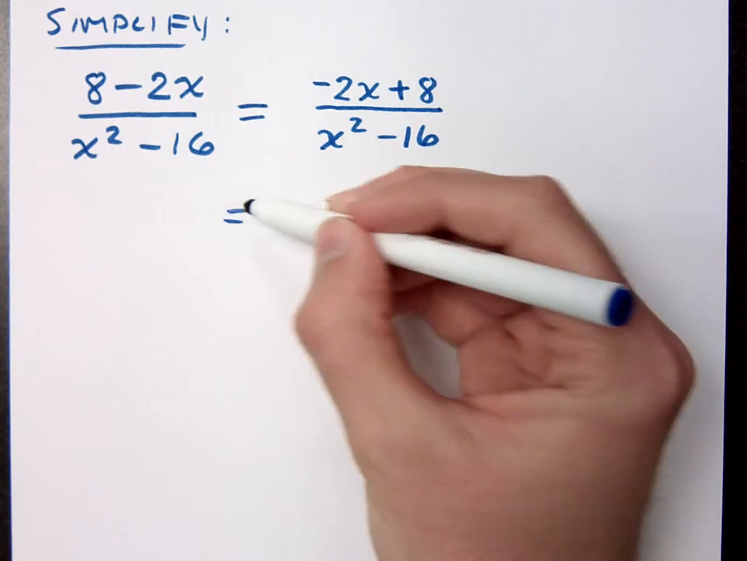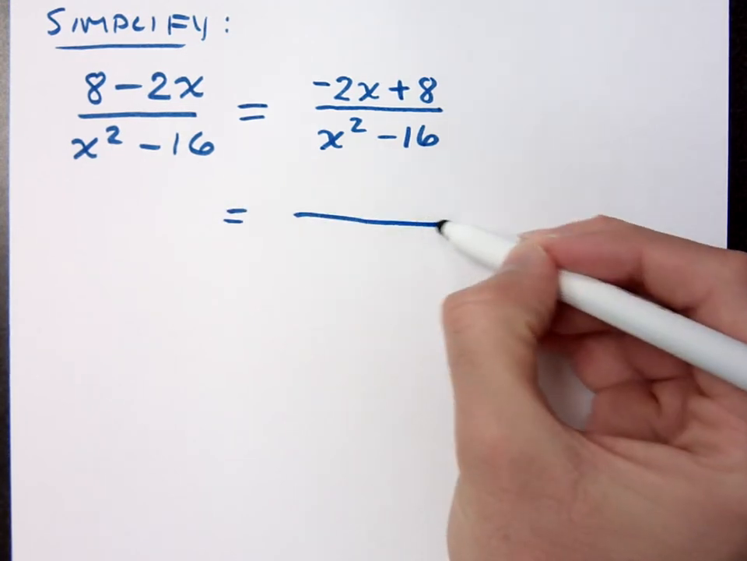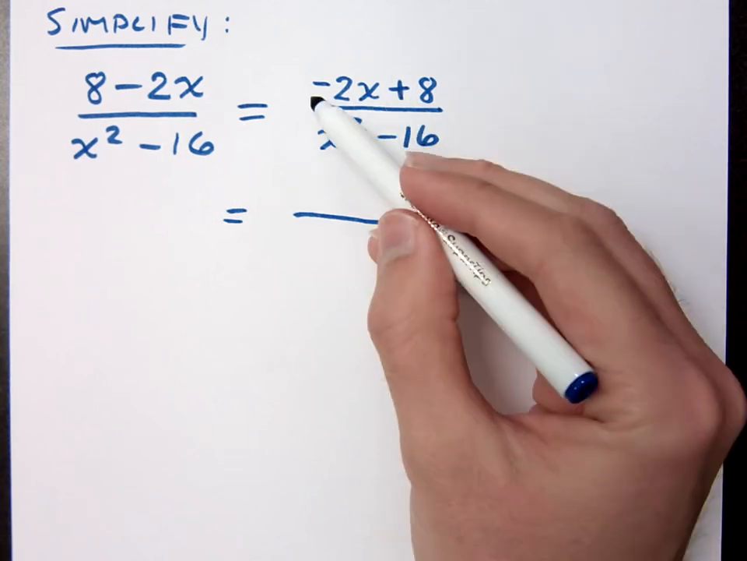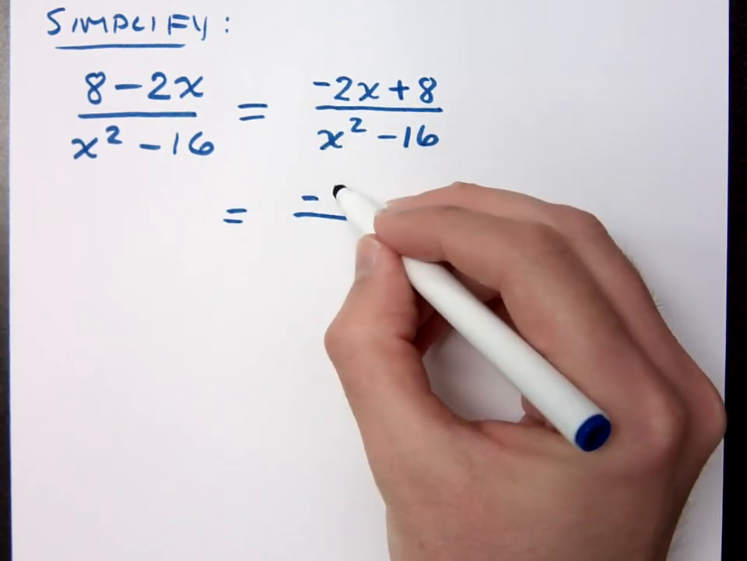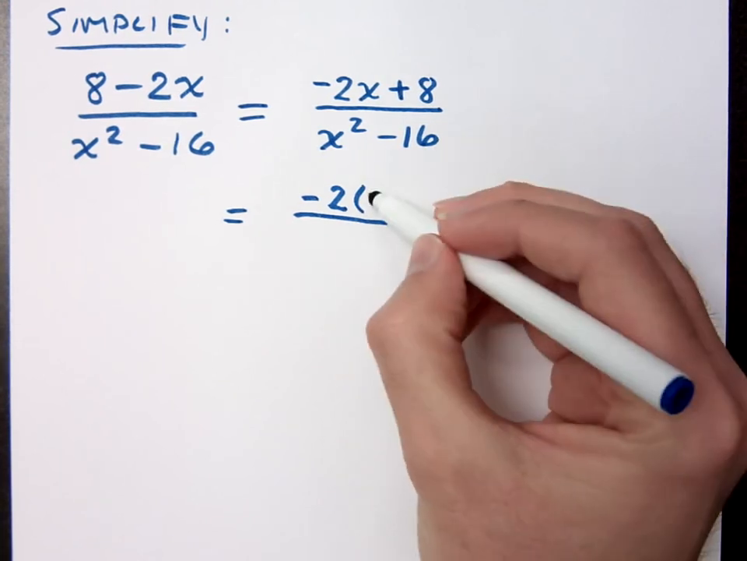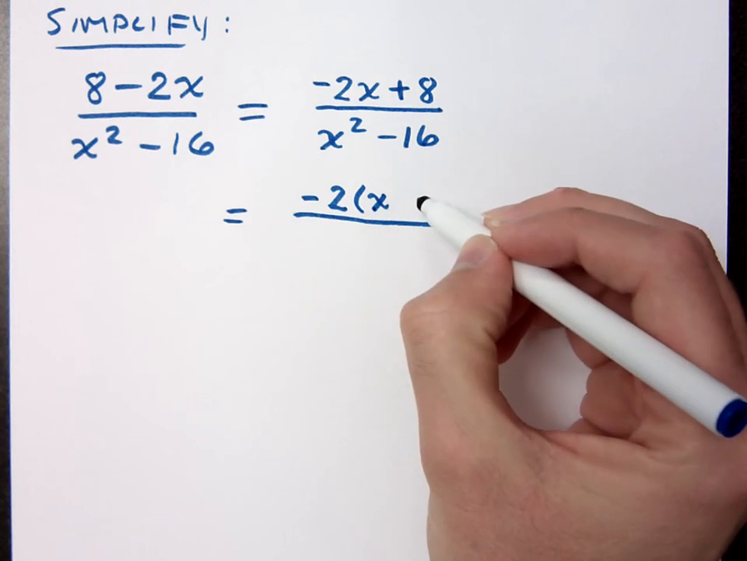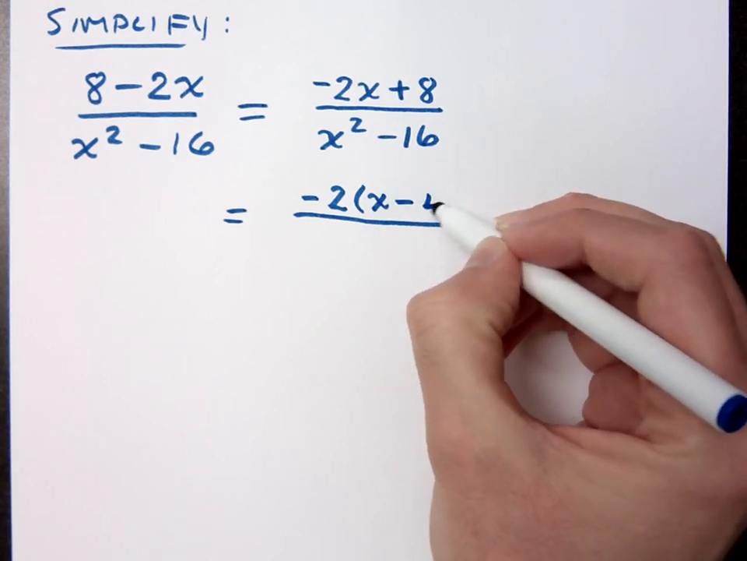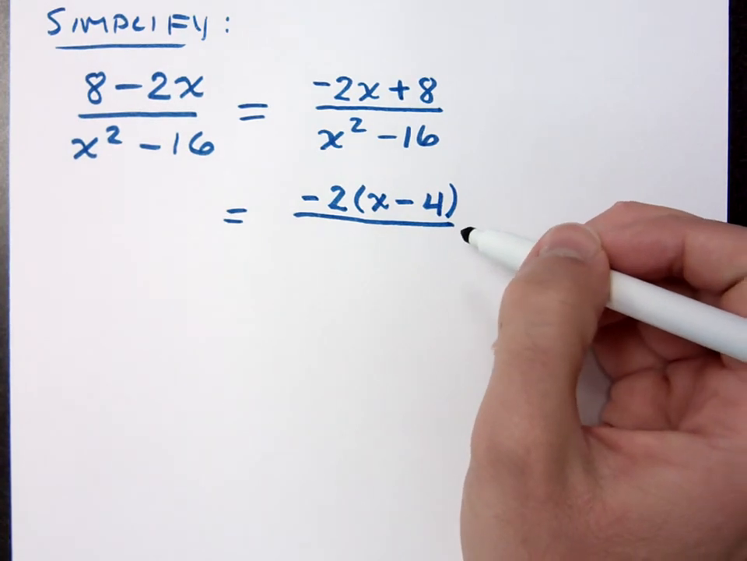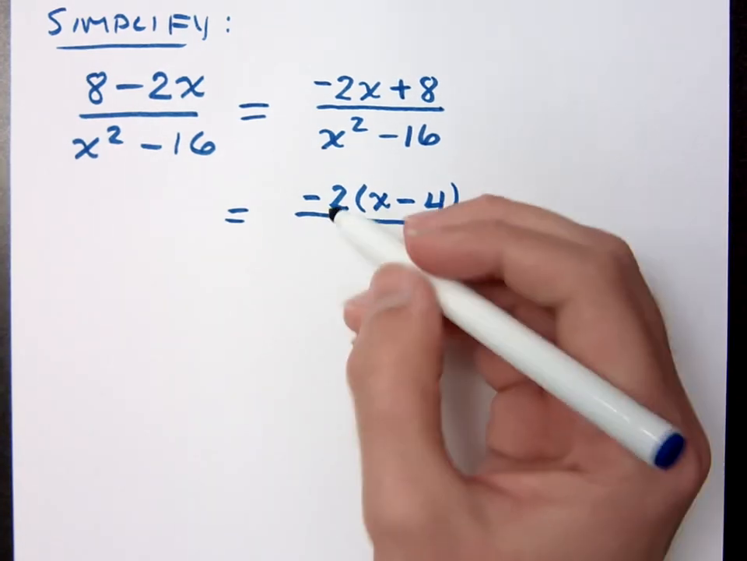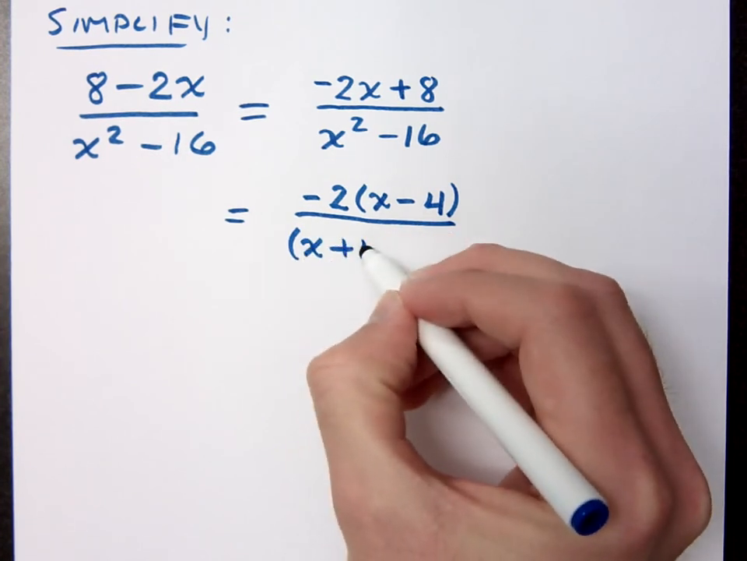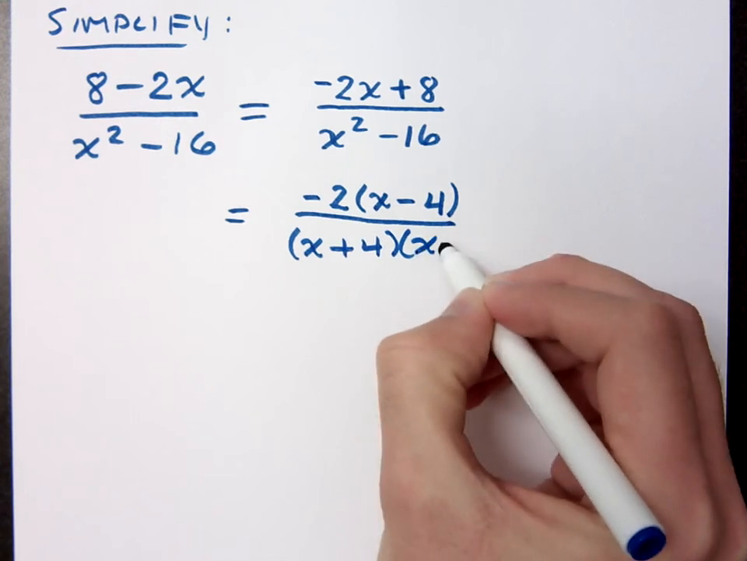Now, what's the common factor in the numerator? You said 2 before, but look how you lead off with a negative, so let's factor out the negative along with that. If I factor out negative 2, what do I have? X minus 4. It's going to be x minus 4. We've got to be very careful about the signs here. And in that denominator, x squared minus 16 is what? It's the difference of squares, x plus 4 and x minus 4.